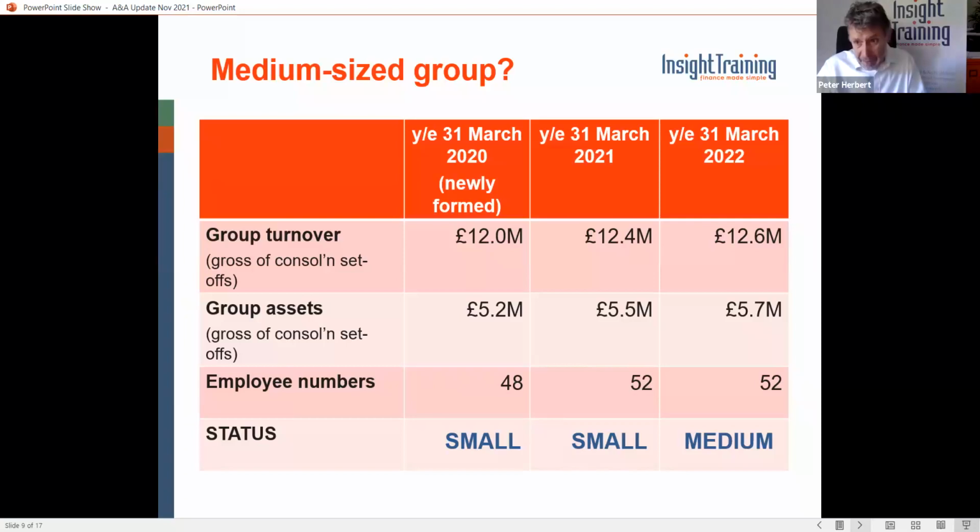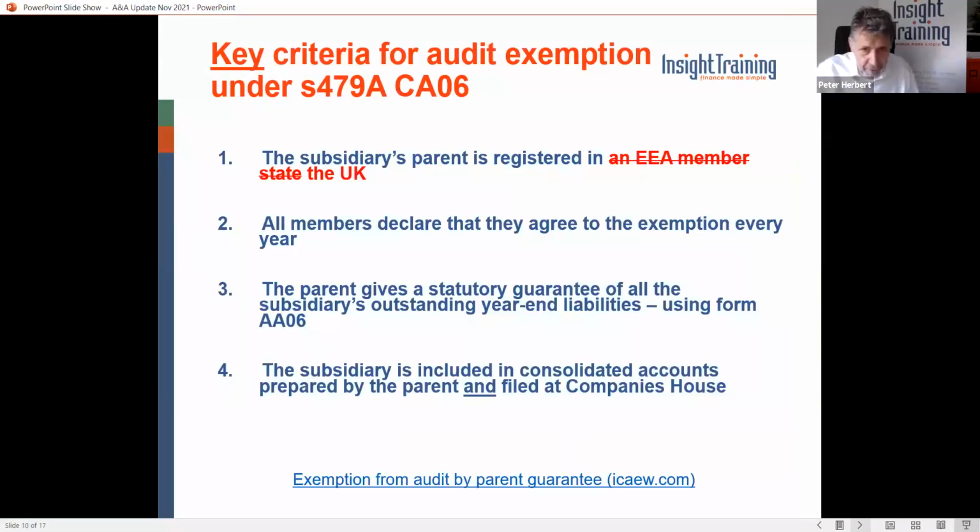Probably not for many, but it is used, it is there, and that's the other way you can avoid audit for the individual sub, where you would ordinarily need the audit by virtue of that being a subsidiary in a medium-sized group, and the audit therefore being required based on company law. Now, there's a summary of the key criteria for using that Section 479A exemption.